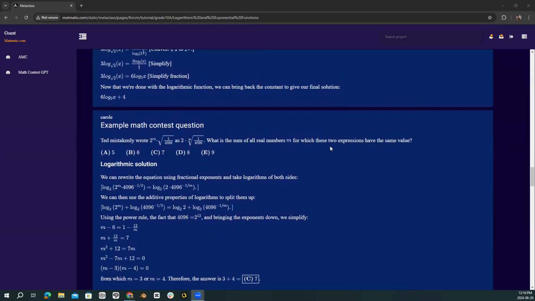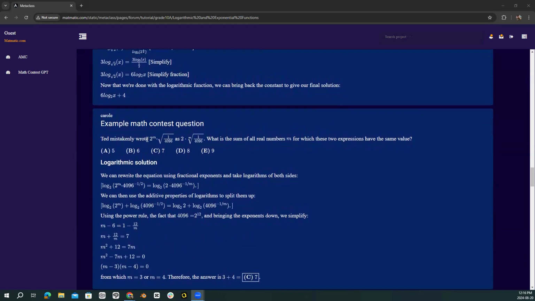So essentially, our question is: Ted mistakenly wrote 2 to the power of m times 1 over 4096 as 2 times the nth root of 1 over 4096. So what is the sum of all real numbers m for which these two expressions have the same value?